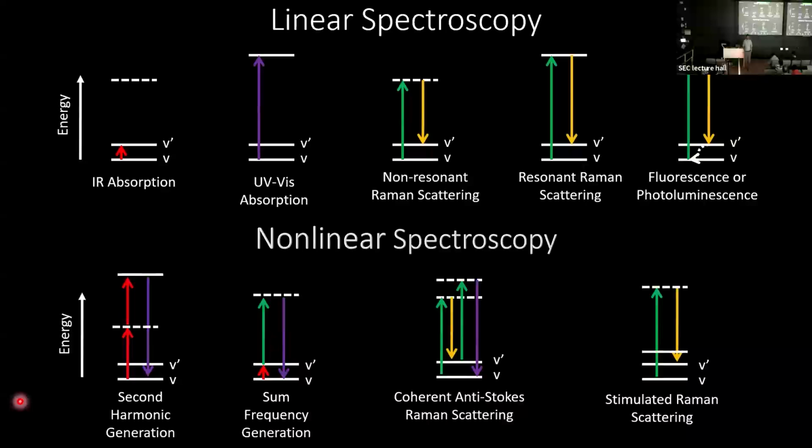But if we go back to energy level diagrams and look at some of the different transitions we can have, we can do infrared absorbance where we just transition from a ground vibrational level to an excited vibrational level. We can have UV-vis absorption where we transition from a ground electronic state to an excited electronic state. So these are both absorption measurements. We're counting how many photons we lose after the light interacts with the sample.